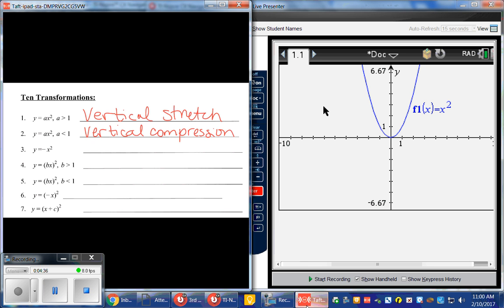All right. And I want to graph negative x squared. So push tab. What's a negative number? Just negative 1? Negative 5? Negative 6? Any negative number. Enter. And what happened? It's upside down. It flipped, so we're going to call this a reflection in the x-axis.